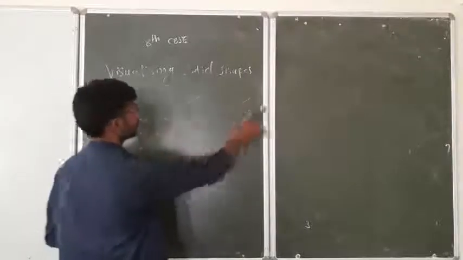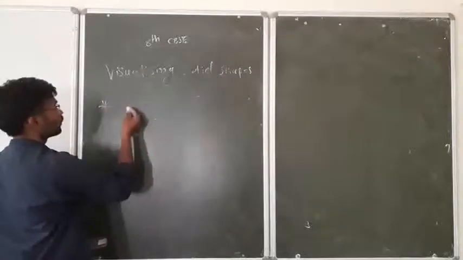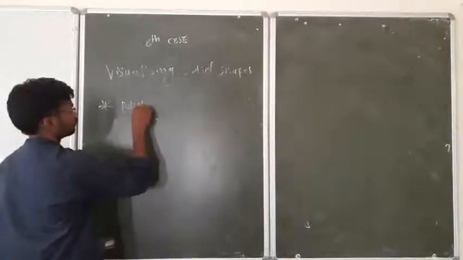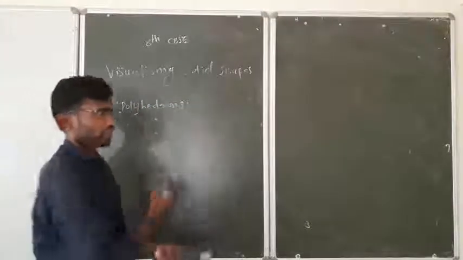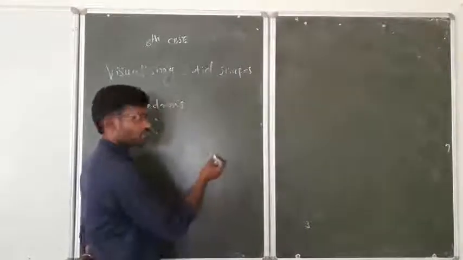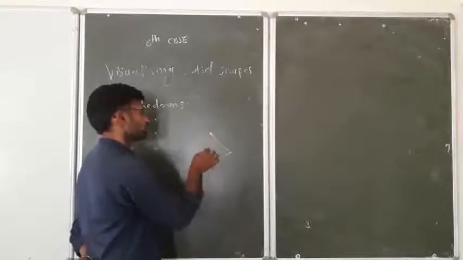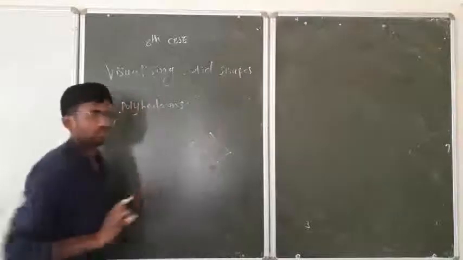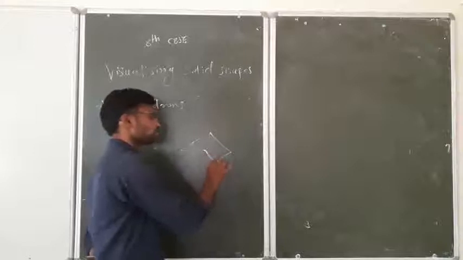Now move towards the next point, that is polyhedrons. Before starting polyhedrons, what is meant by a polygon? A polygon is a simple closed curve made up of line segments.